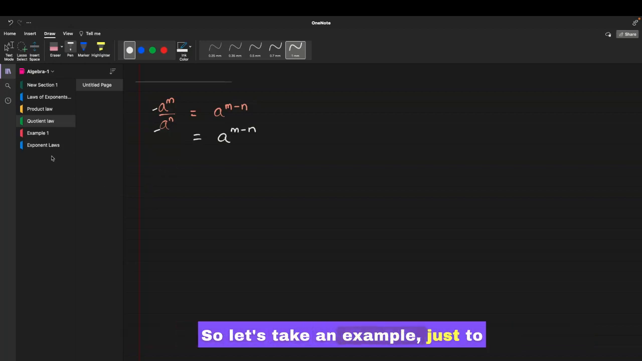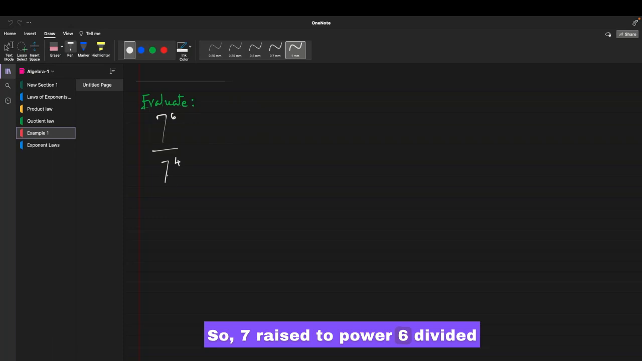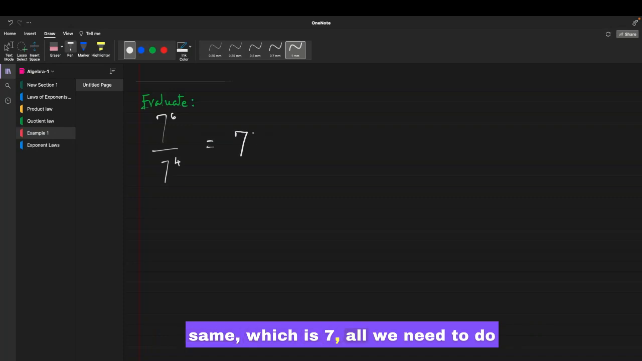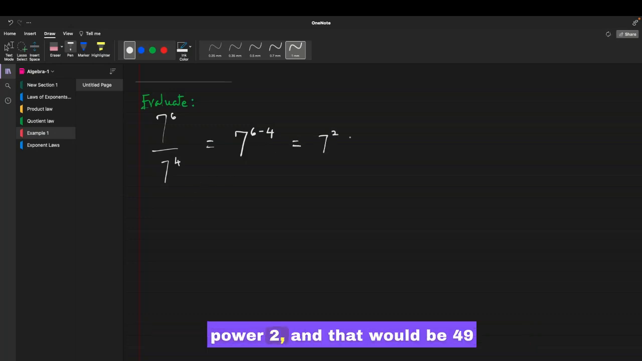So let's take an example just to kind of drive this point home. 7 raised to the power 6 divided by 7 raised to the power 4. According to that law, since the base is the same, which is 7, all we need to do is to subtract 4 from 6, right? And that would be equal to 7 raised to the power 2, and that would be equal to 49.